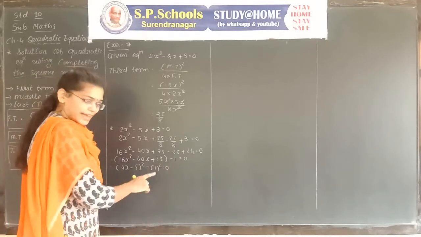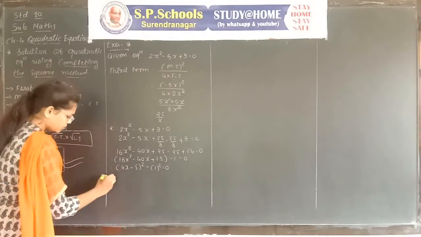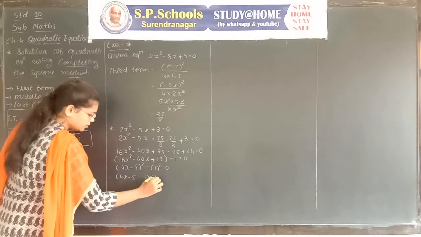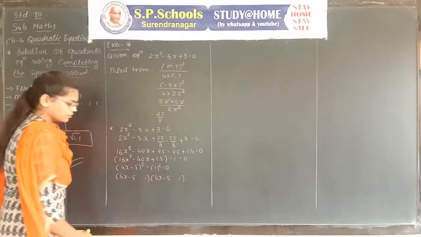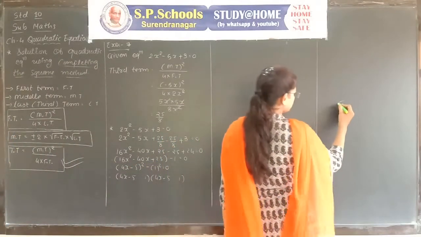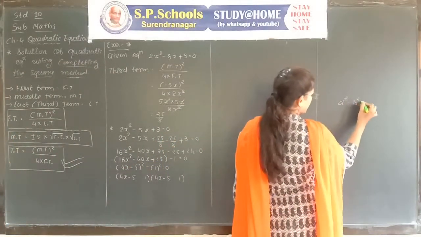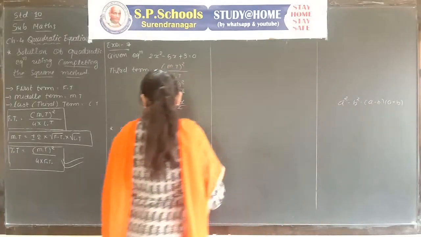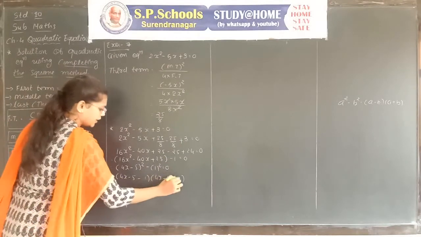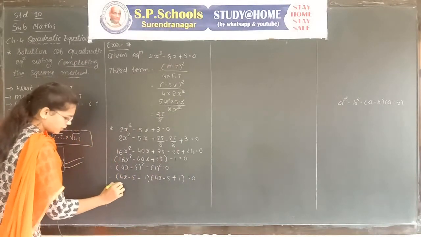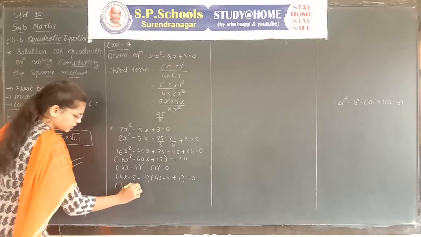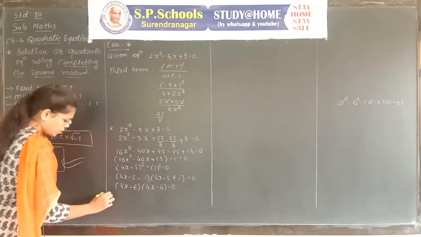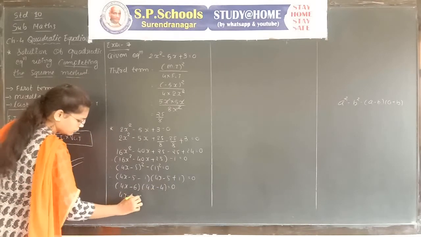Now we use one identity to factorize: a square minus b square. In the first bracket 4x minus 5 and 1, in the other 4x minus 5 and 1. a square minus b square is equal to a minus b times a plus b. One time minus and one time plus, equal to 0. That's why 4x minus 5 minus 1, which is 4x minus 6, and 4x minus 5 plus 1, which is 4x minus 4, equal to 0. On comparing both brackets with 0.